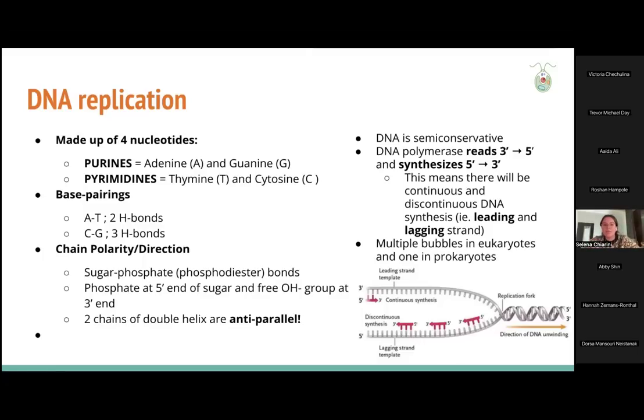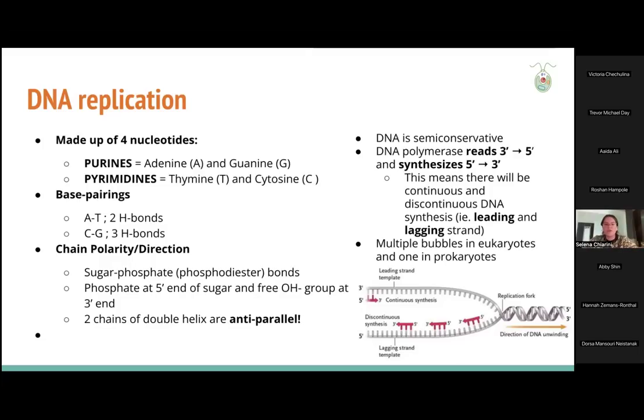And then DNA polymerase reads 3' to 5', and synthesizes 5' to 3'. I could never remember this in first year. The way I like to remember this is, okay, we read left to right. When you write out the numbers 1, 2, 3, 4, 5, 3 comes before 5, that is left to right. DNA polymerase also reads 3 to 5, left to right. So that's a little tidbit. Hopefully that helps you out there.